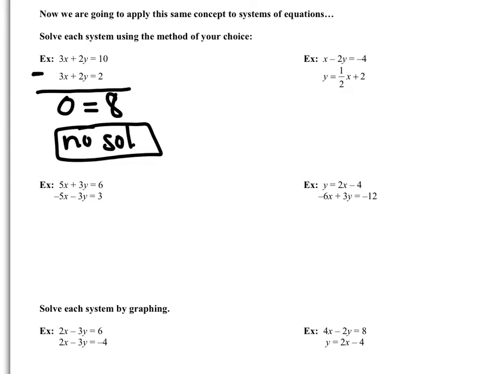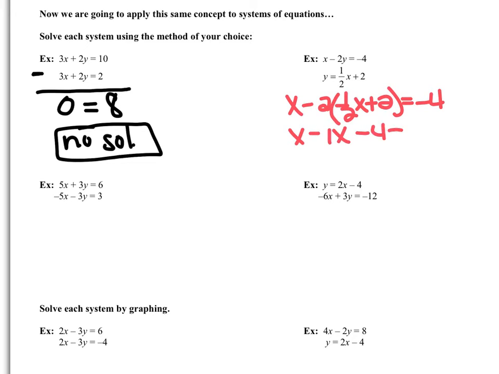Since y is already isolated, and that's the first step of elimination, or substitution, is to isolate any of the variables, I'm actually going to use substitution and replace y in the first equation with 1/2x plus 2, and then bring down everything else. So then if I distribute a -2, I have x minus 1x minus 4 equals -4, but then x minus 1x, that's 0, so that goes away. So I have -4 equals -4.